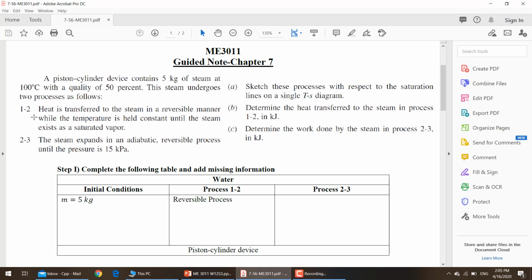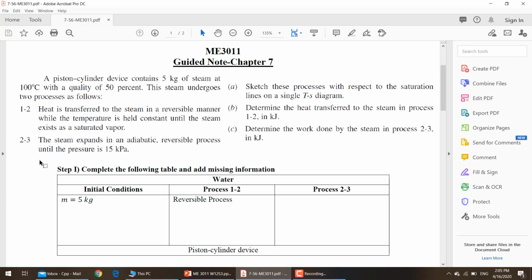So in part A, you are asked to plot the TS diagram. In part B, you are asked to calculate the Q for process 1 to 2, or Q1-2. And the last one, part C, you are asked to determine W.